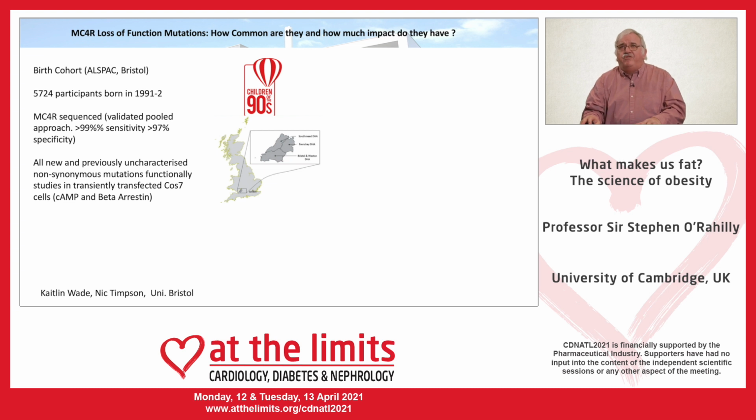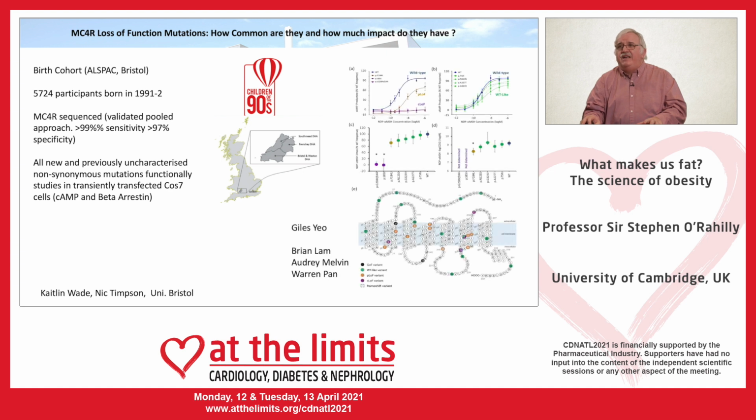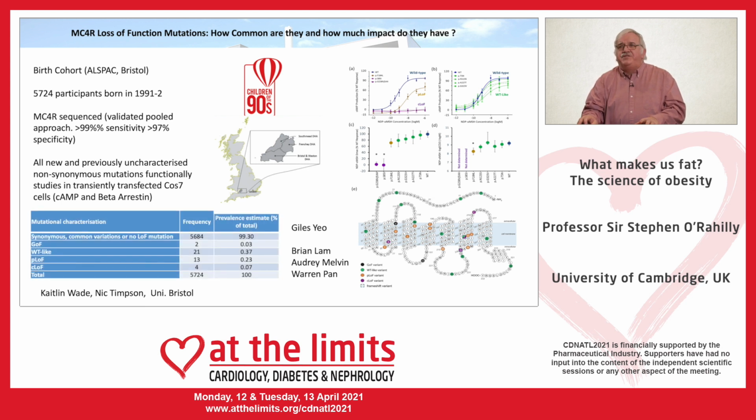We sequenced the melanocortin-4 receptor in all of them and found all the mutations, and we functionally studied in a test tube every variant that we found. And here's pictures of where the variants were and the sorts of results we got when we studied them functionally. And what we found was that there was 1 in 330, between 0.2 and, when you add those together, 0.3. So 1 in every 330 people carried a functionally compromised melanocortin-4 receptor mutation.